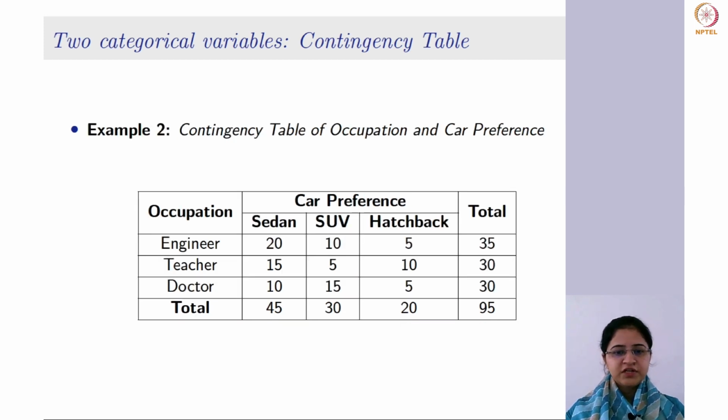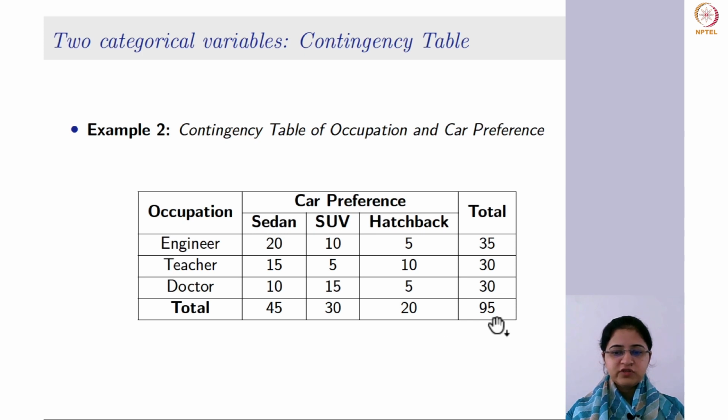Similarly, you can consider another example of occupation and car preference. So occupation again is a categorical variable with categories as engineer, teacher and doctor, and car preference includes sedan, SUV and hatchback. Now, suppose you have the data set and you want to make the contingency table based upon that. So you can see from here that the values within this table represent the counts or the frequencies corresponding to each combination. And likewise, you have these as the column totals. So 45 is the total number.